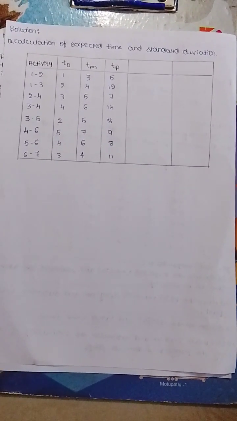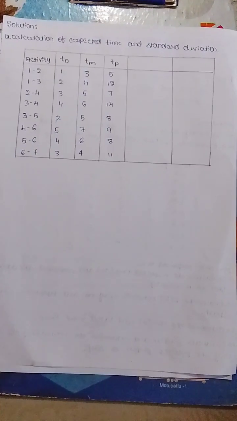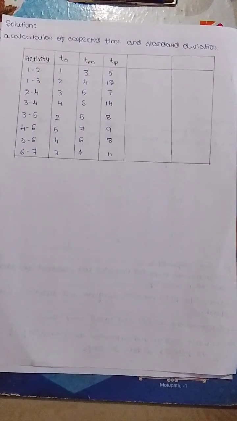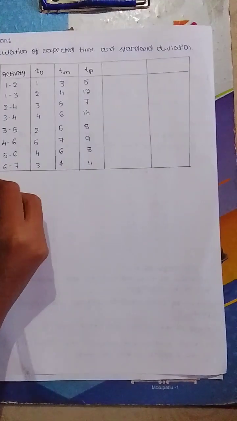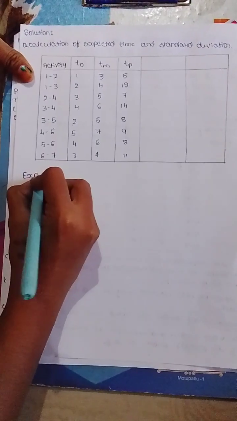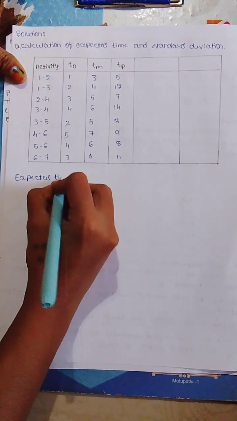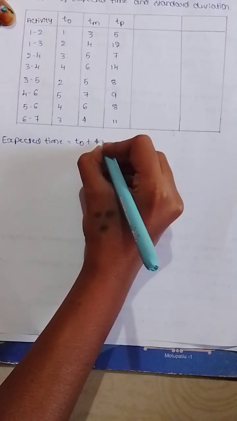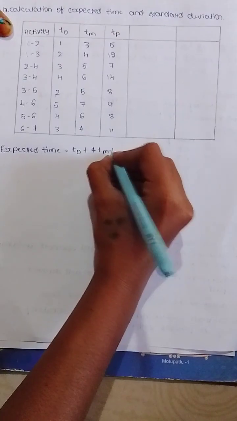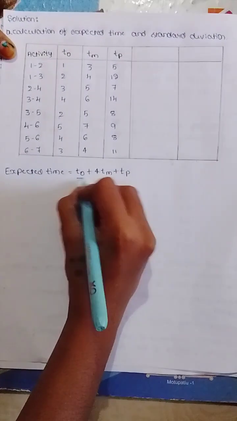In the solution, point number A, calculation of expected time and standard deviation. In the problem, the activities' optimistic time, most likely time and pessimistic time are given. Now we calculate the expected time and standard deviation. For calculation of expected time, there is a formula. Expected time is equal to optimistic time plus 4 times most likely time plus pessimistic time, divided by 6. This is the formula for expected time.